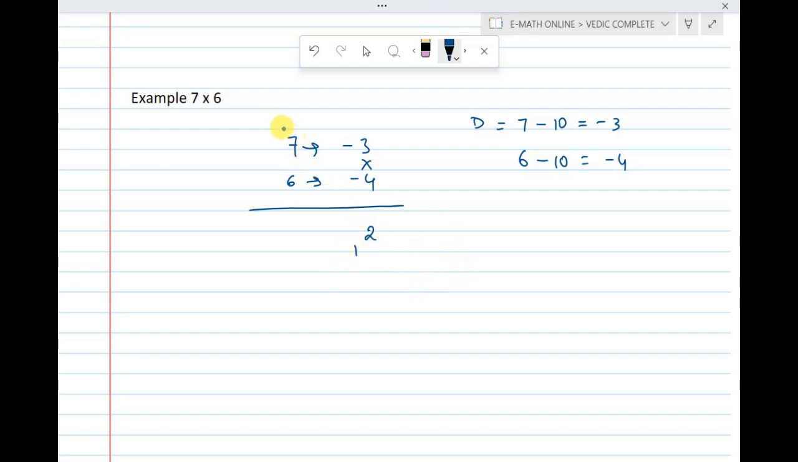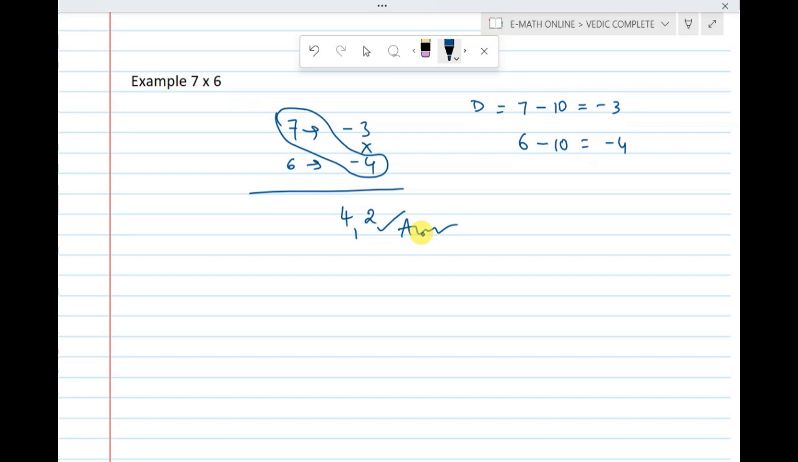Next, I am doing this one always. Either you can also do this one, no problem, both will be the same. 7 minus 4 is how much? 3. 6 minus 3 is also 3. Fine, so the number is the same, 3. And 3 plus 1, you should add this carryover number. 3 plus 1, 4. So 42 is the answer.